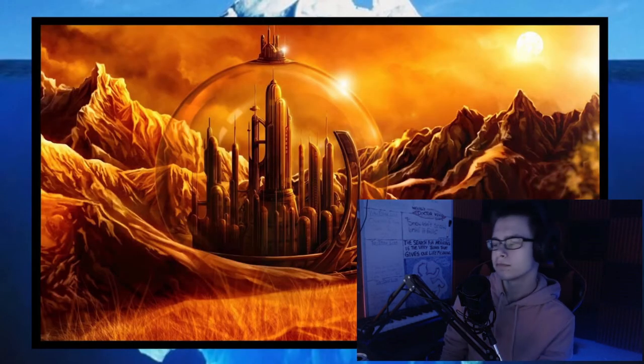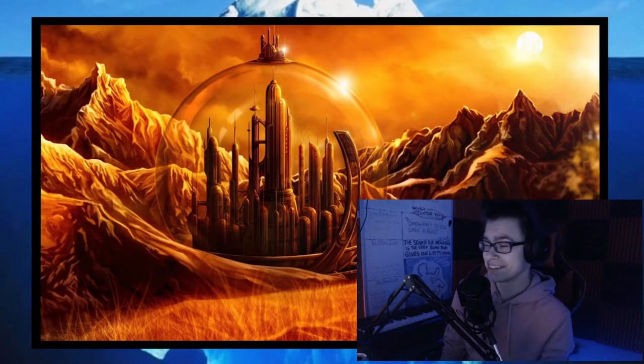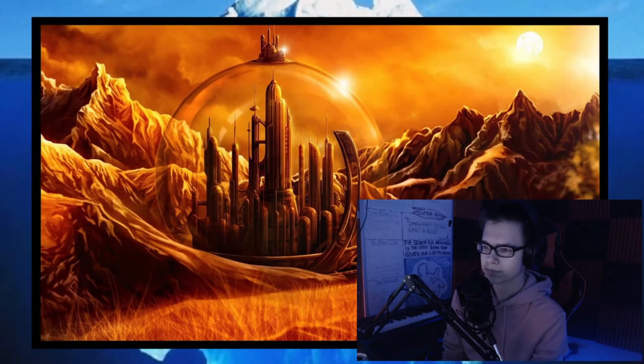Gallifrey. The home planet to all Time Lords and the believed birthplace of the Doctor. This massive orange planet is marked by a utopia-like city containing a timeless bubble. Only Time Lords are permitted inside the Citadel, as Time Lord is actually a rank to be achieved. Those who live outside are simply known as Gallifreyans.